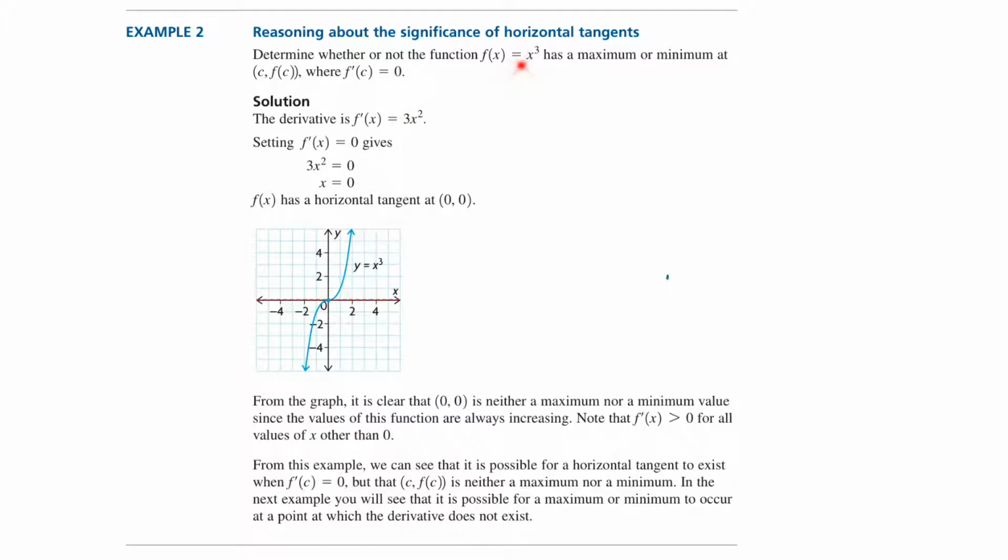If we consider the function f of x equals x^3, the derivative is 0 at x equals 0, but the sign of the derivative does not change, therefore it is not a local maximum or minimum. Derivative 0 means the tangent line is horizontal. The importance of this point is that the tangent line is passing through the curve.